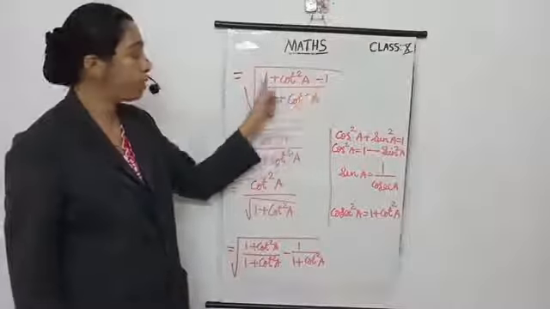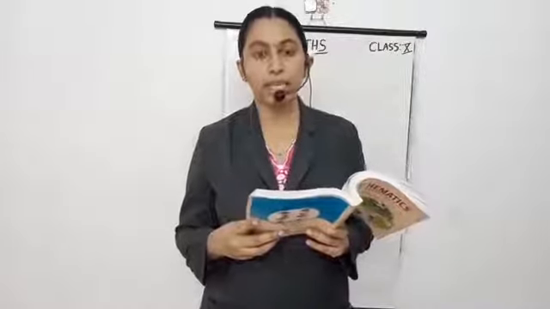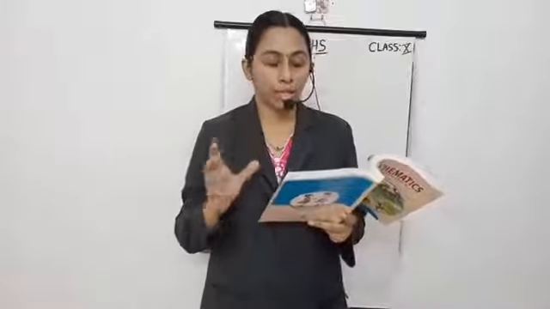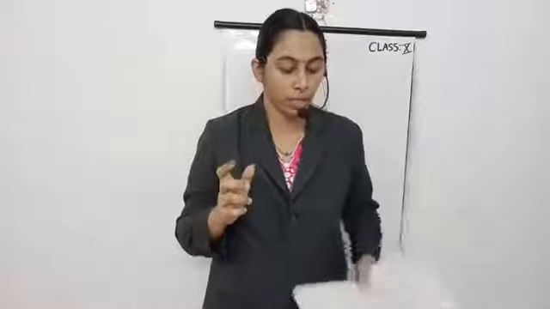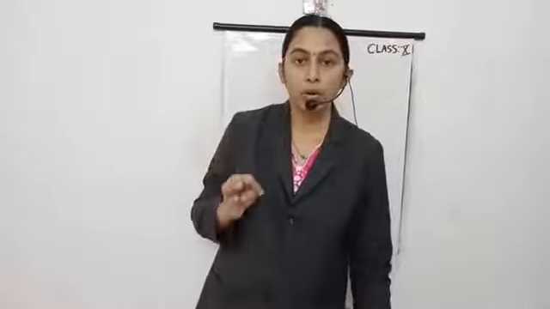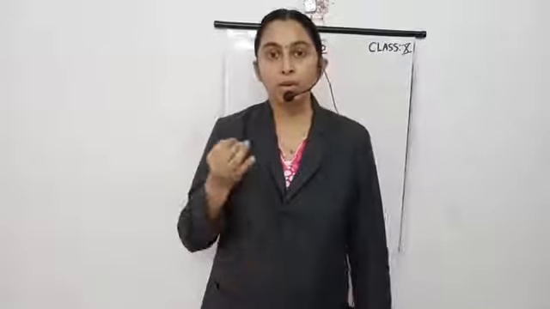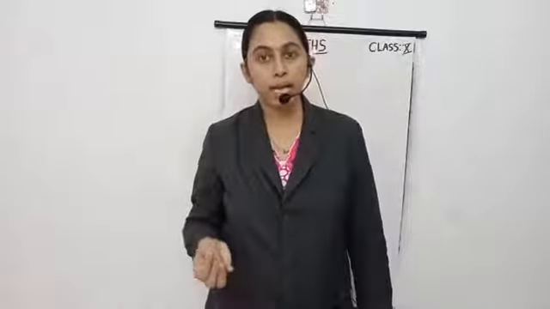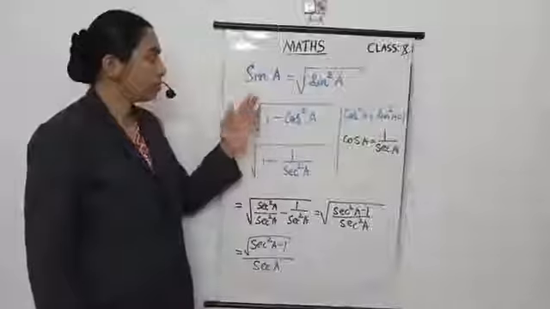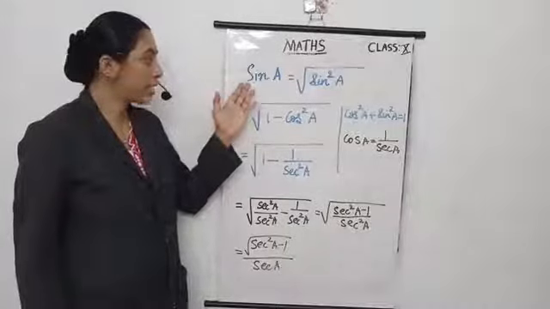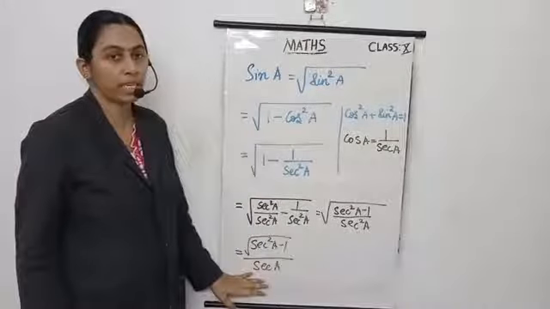Now question 2. Write all the other trigonometric ratios of angle A in terms of sec A. So question 2, again write all other trigonometric ratios of angle A in terms of sec A. That is, we need to write sin A, cos A, then tan A, cosec A and cot A in terms of sec A, like the previous question. So first we are going to write sin A in terms of sec A.